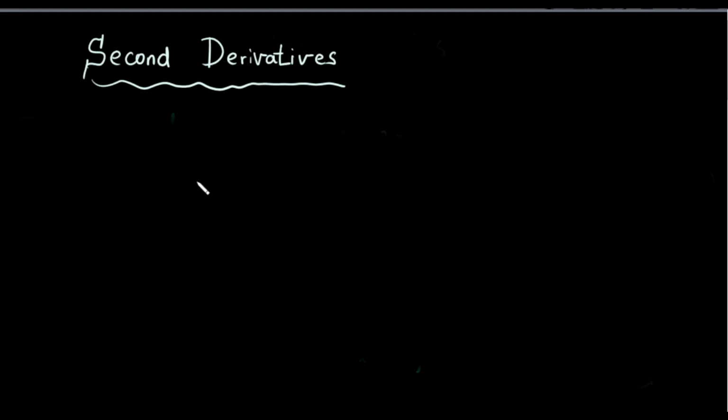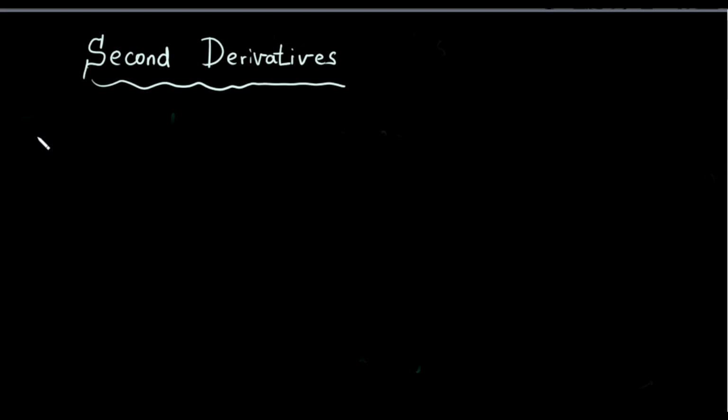In this video, I'm going to talk about second derivatives. Since we know that the gradient, the divergence and the curl are only first derivatives, because we have first order differential equations for the gradient, the divergence and the curl, now we can construct five second derivatives.